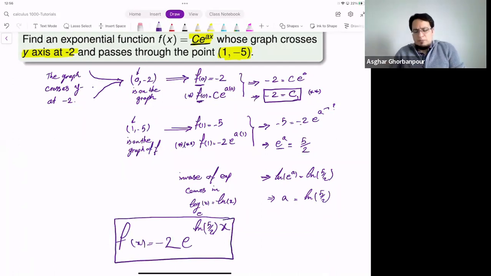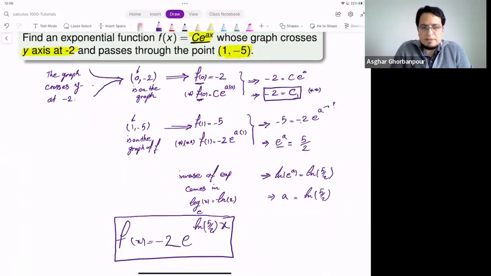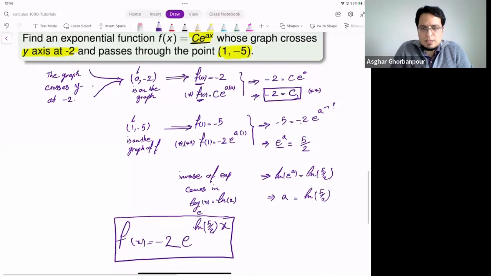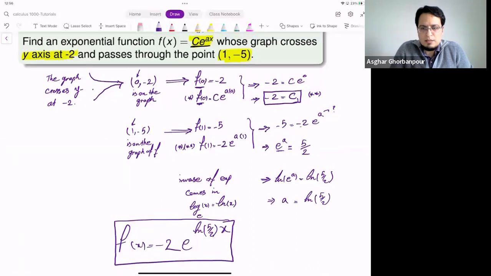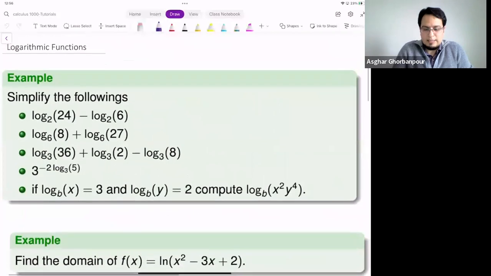We will go a little bit more on log functions right after this, but are there any questions or comments before I move to the next page? Okay, I take that as we understand all of these and we are okay moving to the next set of problems.